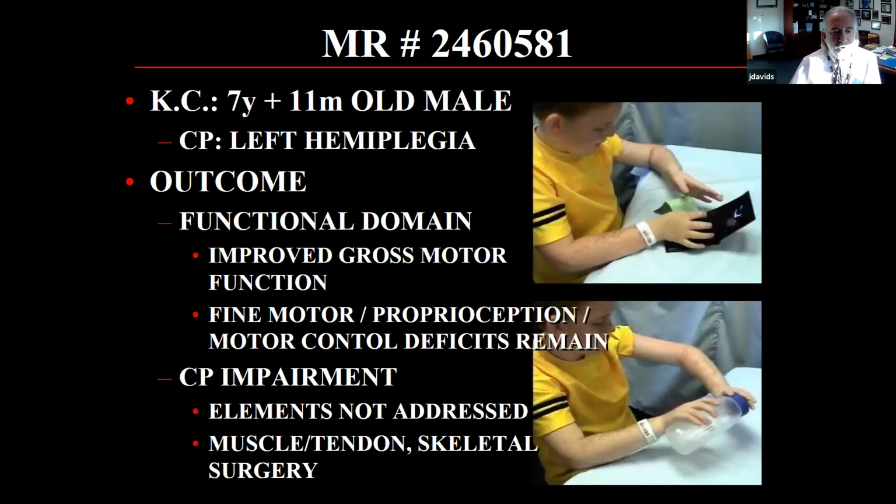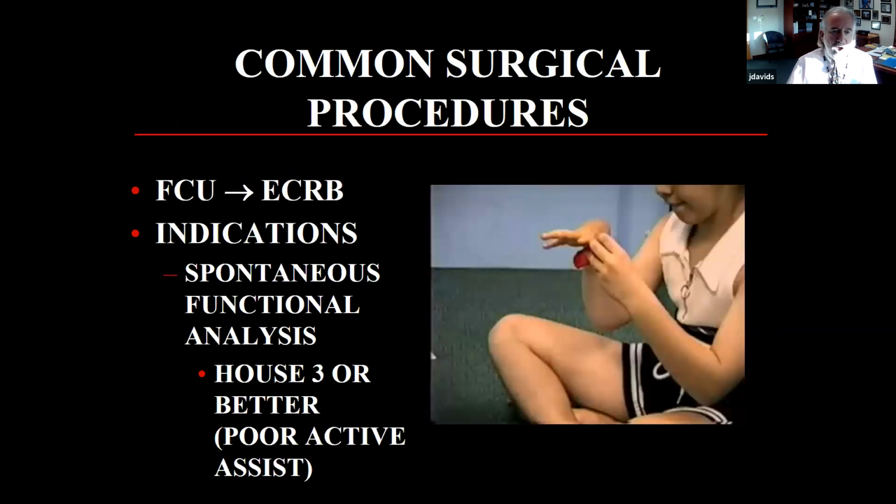As we look at things a little more carefully, though, and consider the functional domain, it's very clear that the child may have achieved improved gross motor function, but that fine motor function, proprioception, and motor control deficits remain. These are impairment elements that are not addressed by the upper extremity surgeries that we perform, and it's very important that families understand this during the shared decision-making process when considering surgical intervention. Let's look at a few common procedures and go through the indications and outcomes.